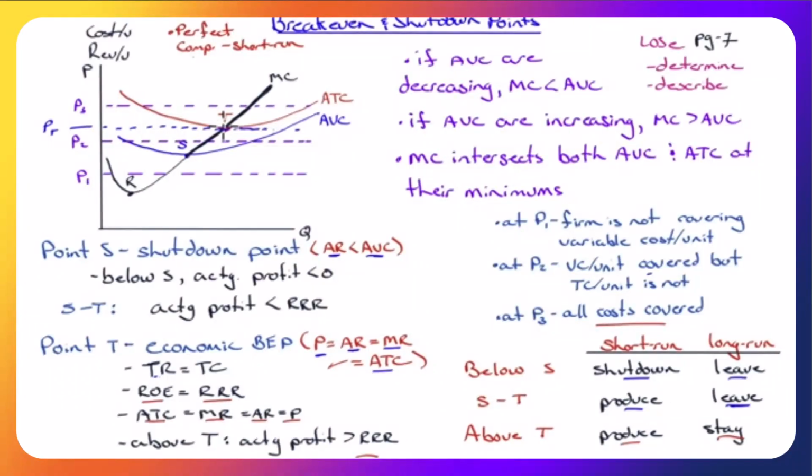So the big takeaway here is this. This is the firm's supply curve. It is the firm's supply curve because below S, you shouldn't make anything. You should produce zero quantity because you're losing money on every unit you produce. And anything above S, you're at least offsetting your fixed costs, so you may as well produce for as long as you can until you decide to leave. And above T, well, you're in the money.